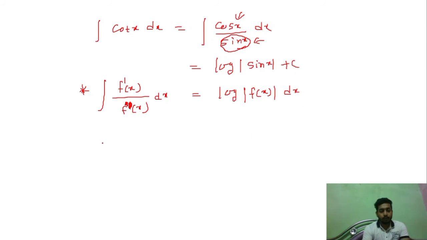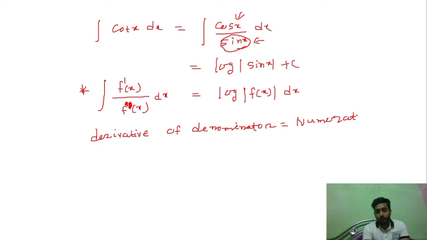In other words, if the derivative of the denominator equals the numerator, then the value of the integration will be log mod denominator. This will be the formula to find this type of integration.